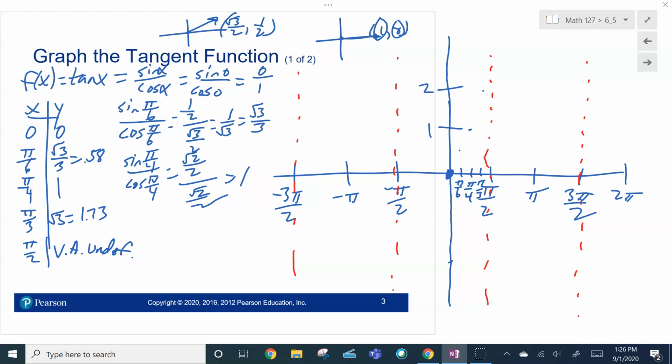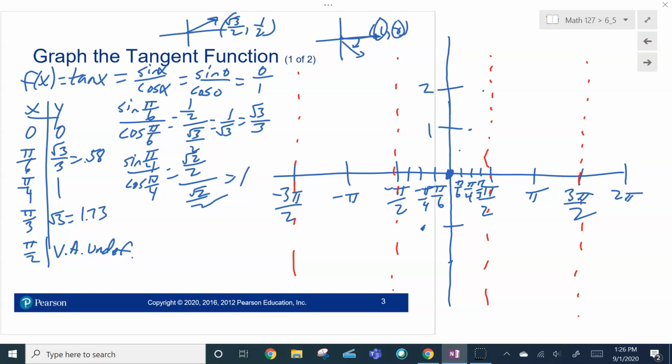Okay. Now I'm going to go to the left. And let me do negative pi/6, negative pi/4, negative pi/3, and so on. What you're going to see is I plug in negative pi/4. So now I'm rotating down negative pi/4. The sine of negative pi/4 is negative root 2 over 2 over positive root 2 over 2 for the cosine there. So I get negative 1.